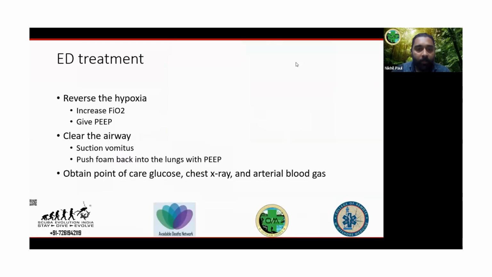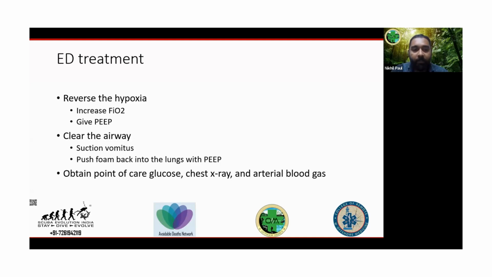Now, the treatment aim is to reverse the hypoxia which is caused because of drowning. So we can go in for a ventilation strategy wherein you have to increase the FiO2 as well as provide positive pressure. Most often, if the patient is conscious enough, you can go for a non-invasive ventilation strategy. If the patient is unconscious, we will have to go for an invasive ventilatory strategy wherein we have to titrate the PEEP. You have to give positive pressure accordingly so that you open all the alveoli.